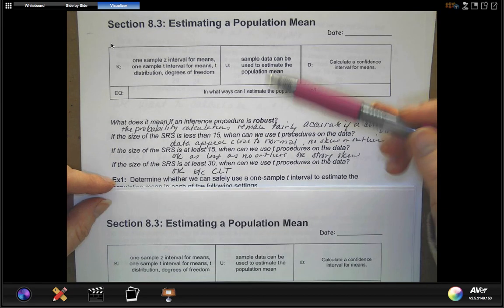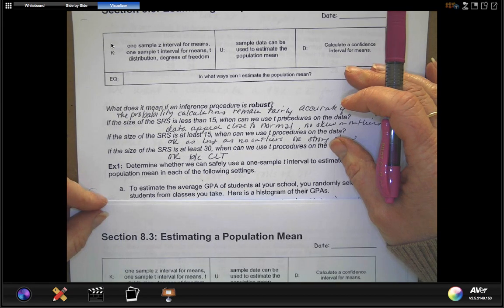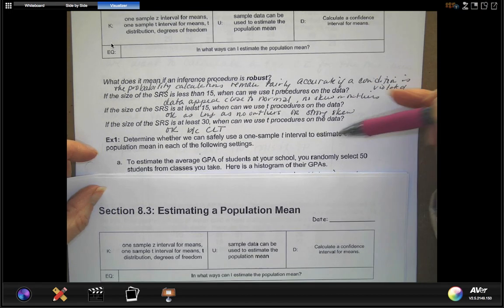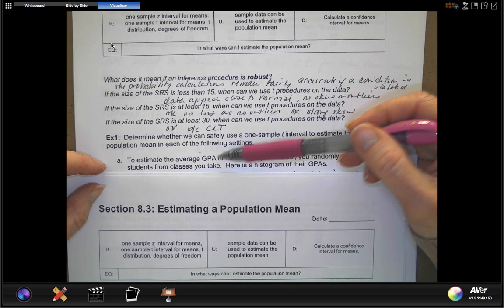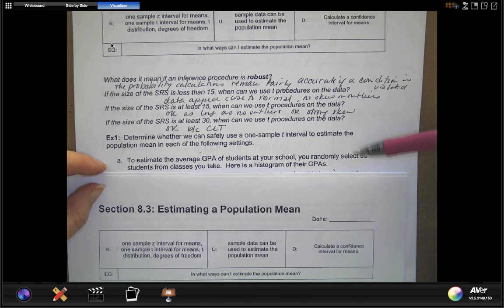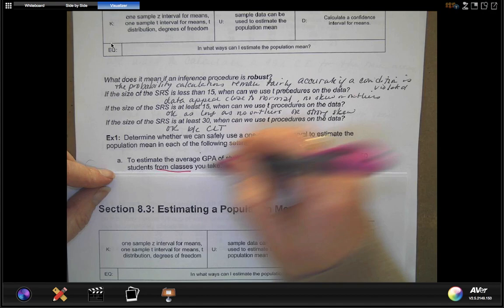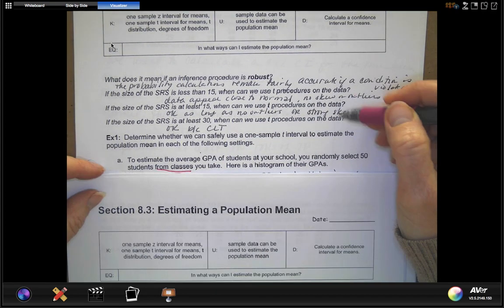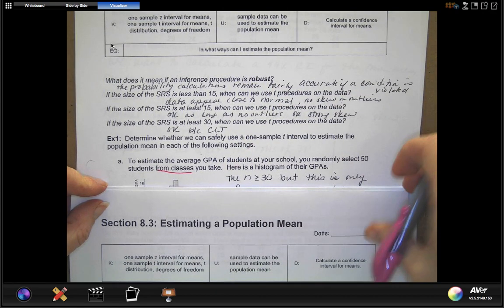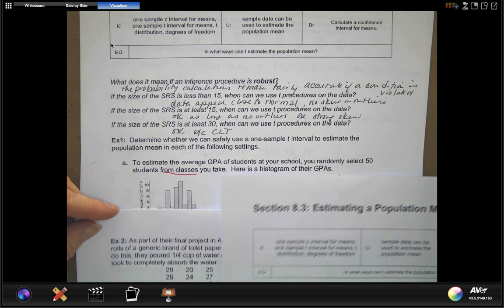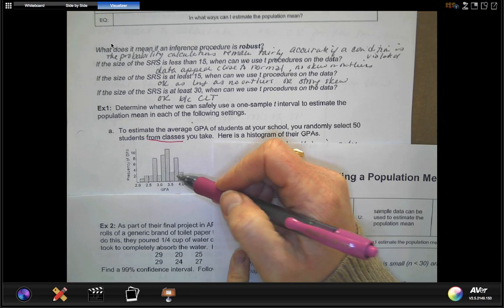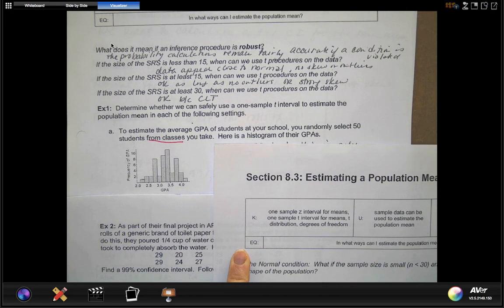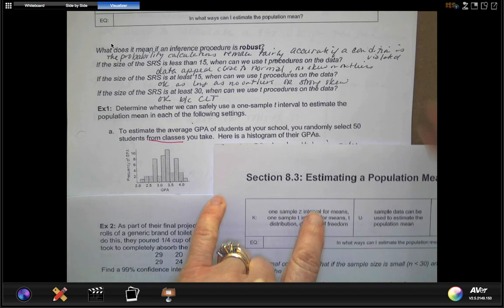If you look at these examples down here, determine whether we can safely use a one sample t interval to estimate the population mean in each of the following settings. To estimate the average GPA of students at your school, you randomly select 50 students from the classes you take. Here's a histogram of their GPAs. When you look at this one, you know that it's 50 students. It's like, okay, that's great. I don't really care what the graph looks like because according to my central limit theorem, if my sample size is greater than or equal to 30, then that normal condition has been met.